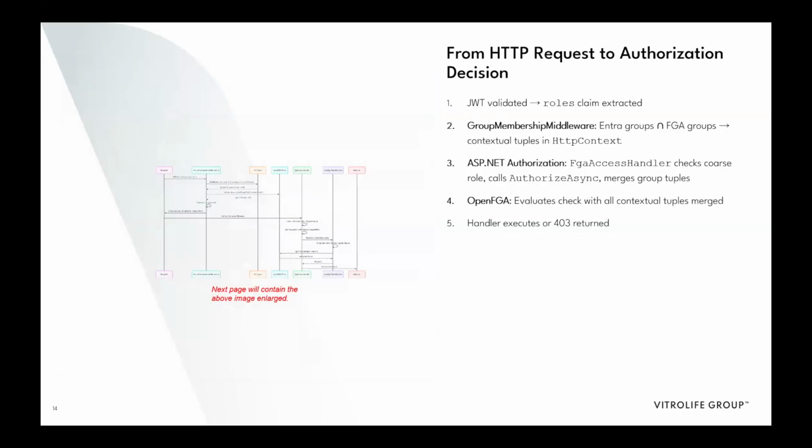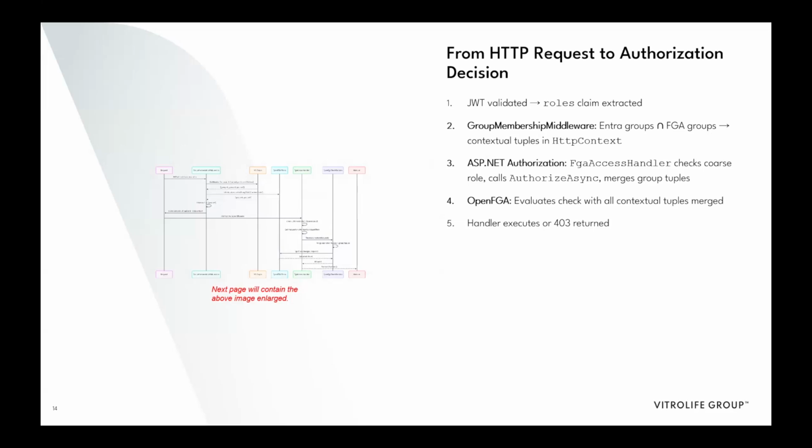HTTP request to authorization. We validate the JWT. Then we have what we call the group membership middleware. It takes the intersection between the Entra groups the user is a member of and the existing FGA groups, and it creates contextual tuples and adds them to the HTTP context.